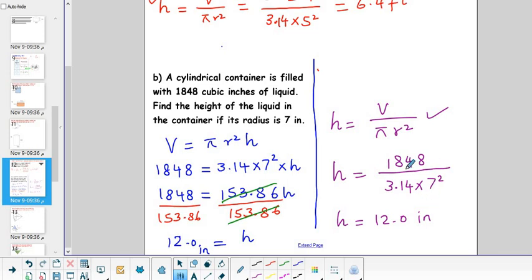Clear? Some students write it like this, 1848 divided by 3.14 and then times 7 squared separately. Remember both of these have to be in the denominator. Clear? That's all for this video.